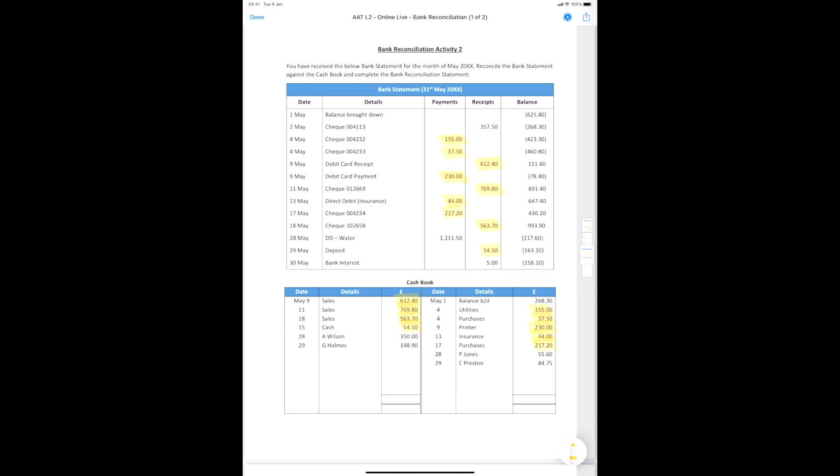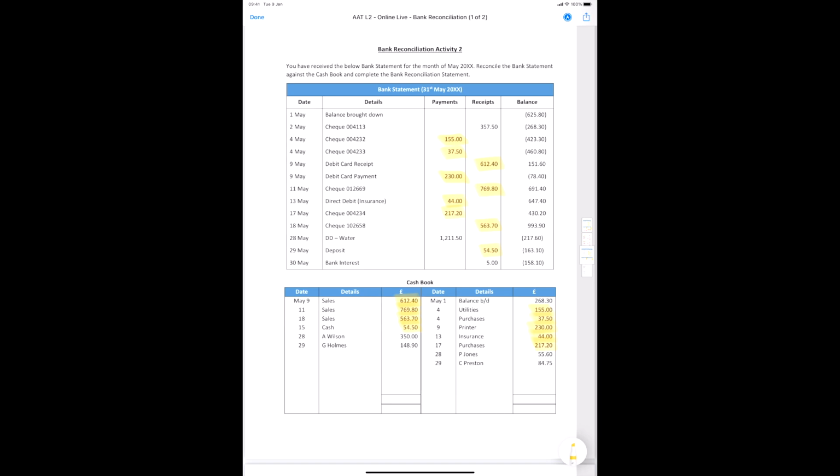The reason for this will be a timing difference. This is one of the things that you need to look out for. There should be, within the bank statement, a transaction which will match the difference between these two opening balances. The reason for this is the transaction would have been entered in the previous month's cash book, but it's only just appeared in this month's bank statement. So there's just a slight crossover there.